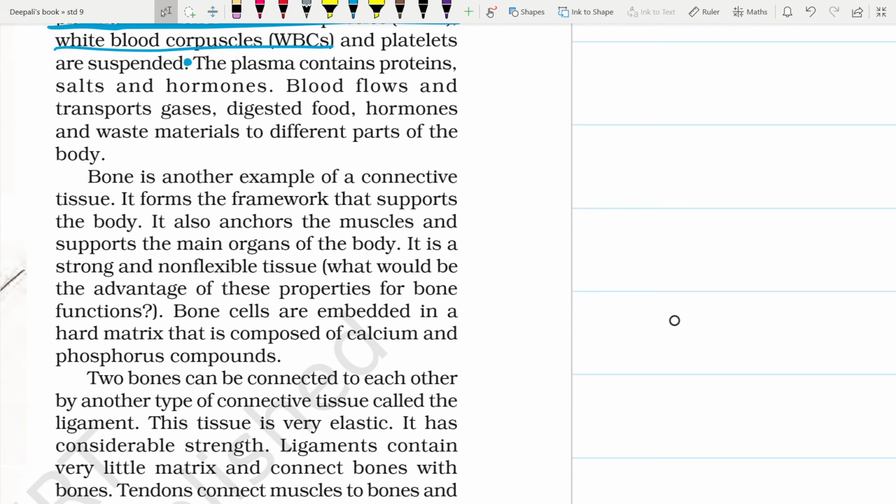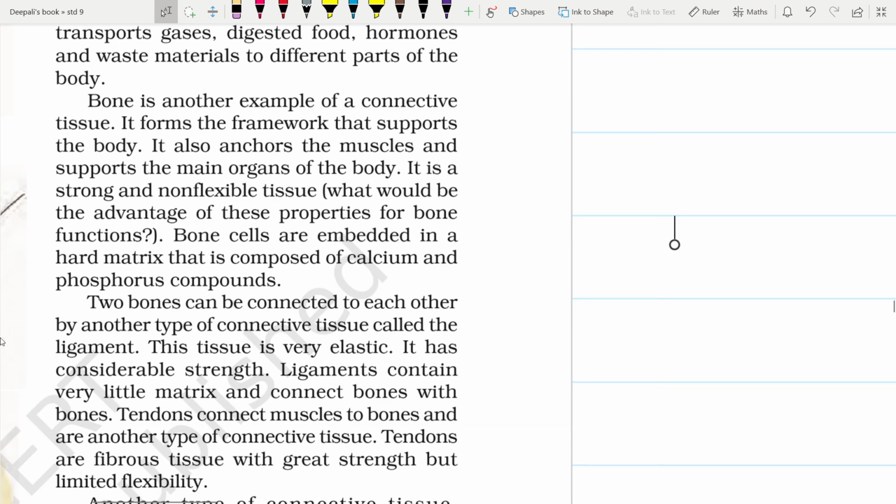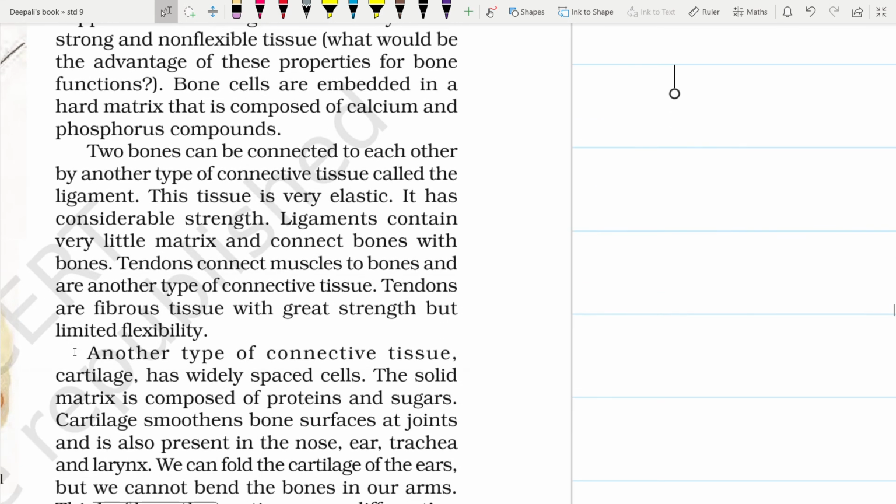We know that if we bend a bone at a certain zone, it breaks. So they are non-flexible. This is an advantage because it gives shape to our body. Otherwise our body would look like a lump of a sack or a bag. Bone cells are embedded in a hard matrix that is composed of calcium and phosphorus compounds. Now these two bones are connected to each other by a type of connective tissue called ligament.